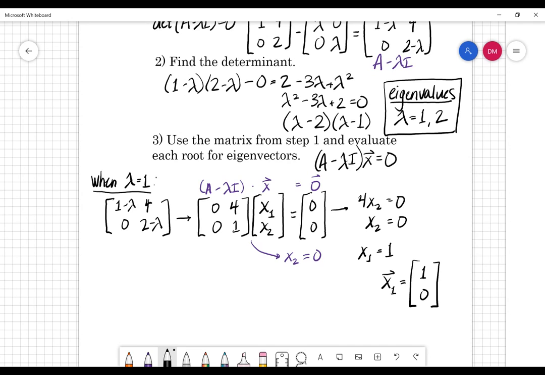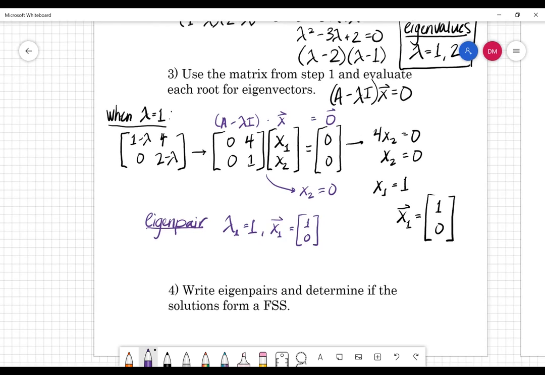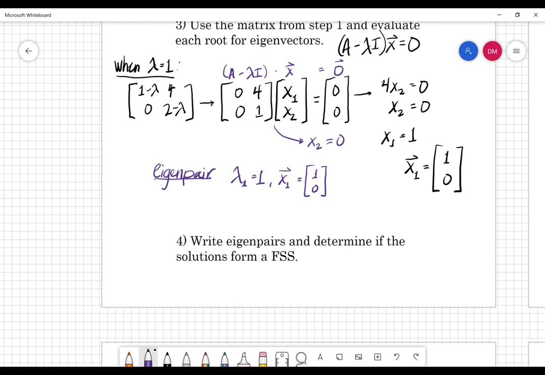Okay, so to bring that all together, here's my eigenpair. We say that lambda sub 1 equals 1, and x sub 1 is equal to this eigenvector. Now, what we don't want is to solve for our second eigenvalue and get the same eigenvector. So this is where sometimes a little bit of guessing comes into play, and it's uncomfortable. We don't like guessing in math, but you do have to do a little bit of it here.